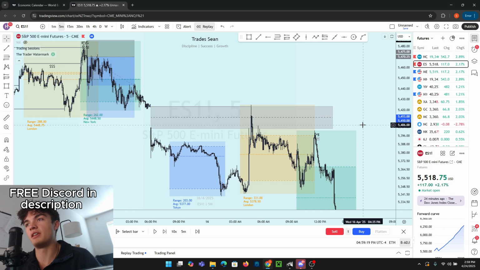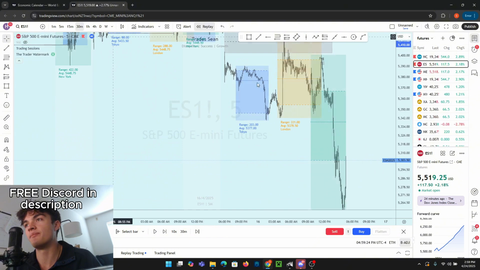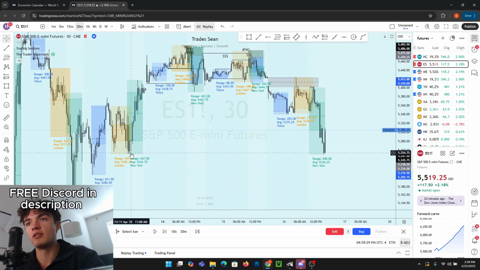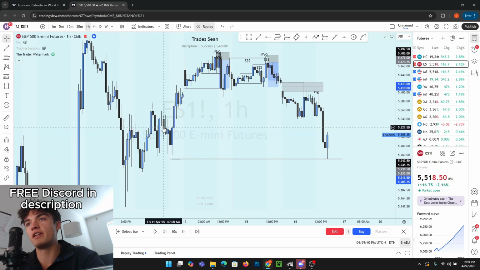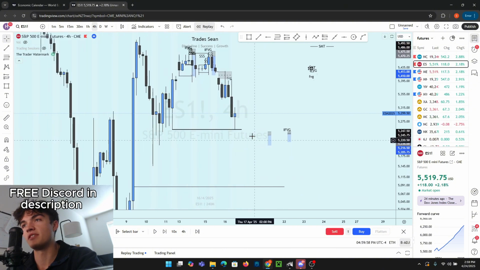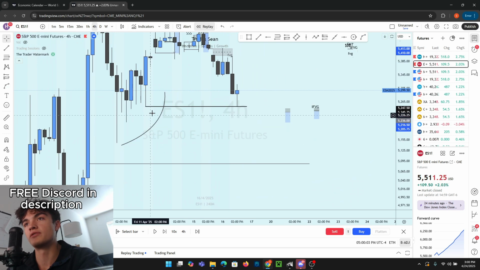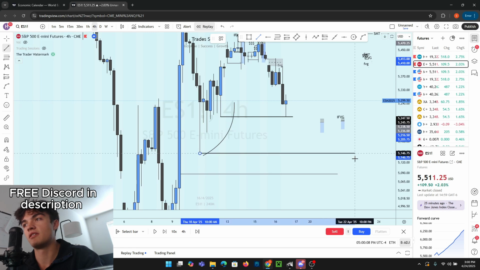What can we expect going into New York session? We can expect us to go lower to our next draw on liquidity, right? Our next draws on liquidity being lows all the way down here. We can also use this 1 hour fair value gap as another draw on liquidity, right? That being said, right here, we have a bunch of lows, a bunch of high time frame lows being even further draws on liquidity, right?